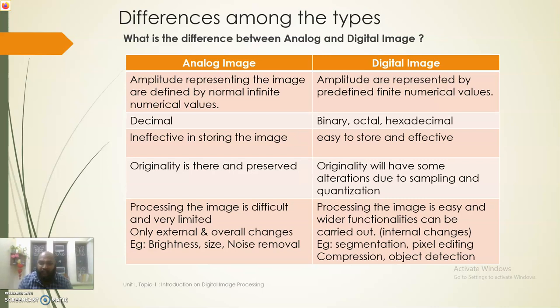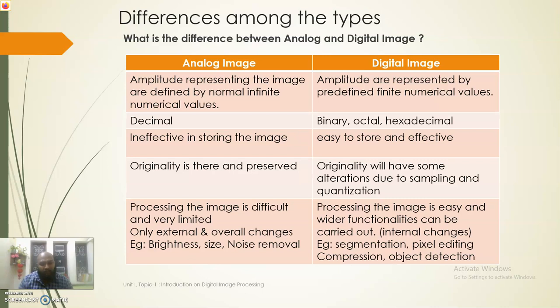Whereas in a digital image, processing the image is easy and wide, broad functionalities can be carried out. So it can be external or internal. Both external and internal changes can be carried out. For example, segmentation, editing in the pixel, compressing the data size, detecting a particular pattern or object.